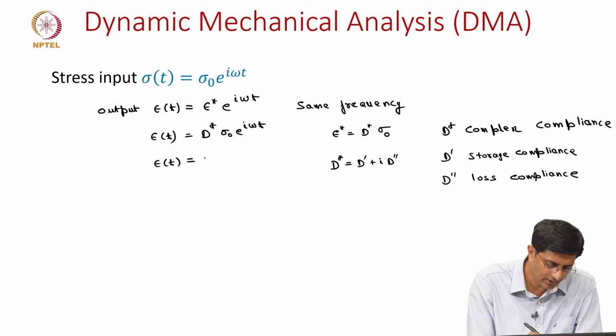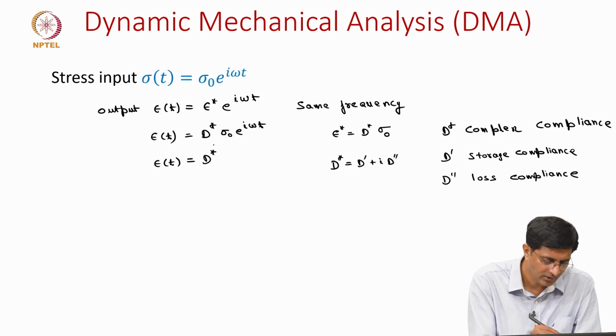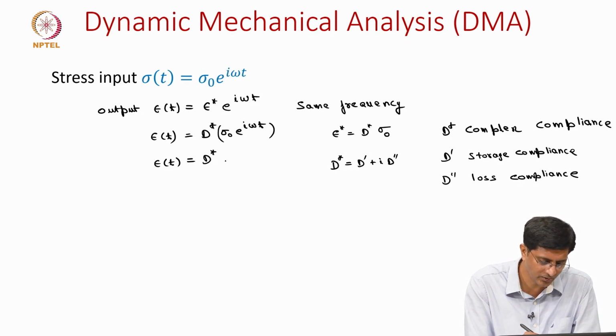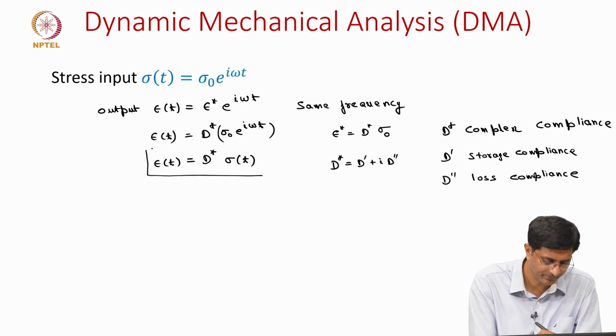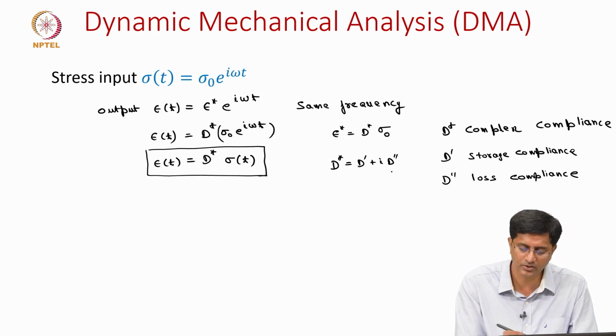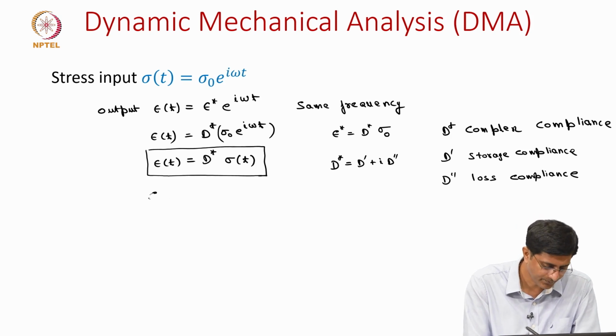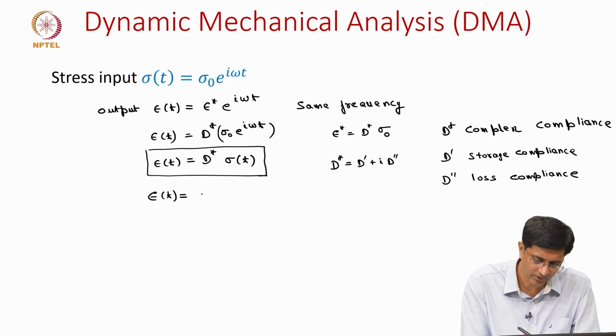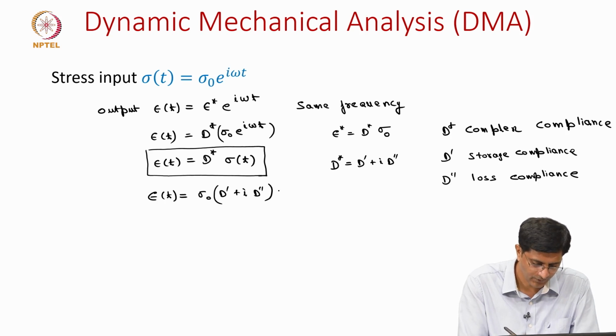so first we will look that this can be written as D star times the input stress, because once we look at this sigma naught times e power i omega t, it looks like the input stress sigma of t. But again if I substitute this in terms of the storage and loss compliance, epsilon of t is written as sigma naught (D dash plus i D double dash) times e power i omega t.